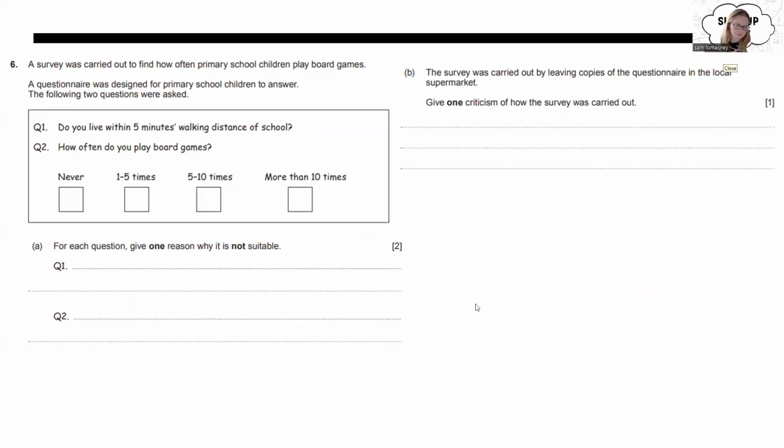We love questionnaires. So for each of the questions, give 1 reason why it's not suitable. So a survey was carried out. How often do primary children play board games? A questionnaire was designed for the primary school children to answer, and the following 2 questions were asked. Do you live within 5 minutes walking distance from the school? It's really not relevant. Not suitable. It's not relevant.